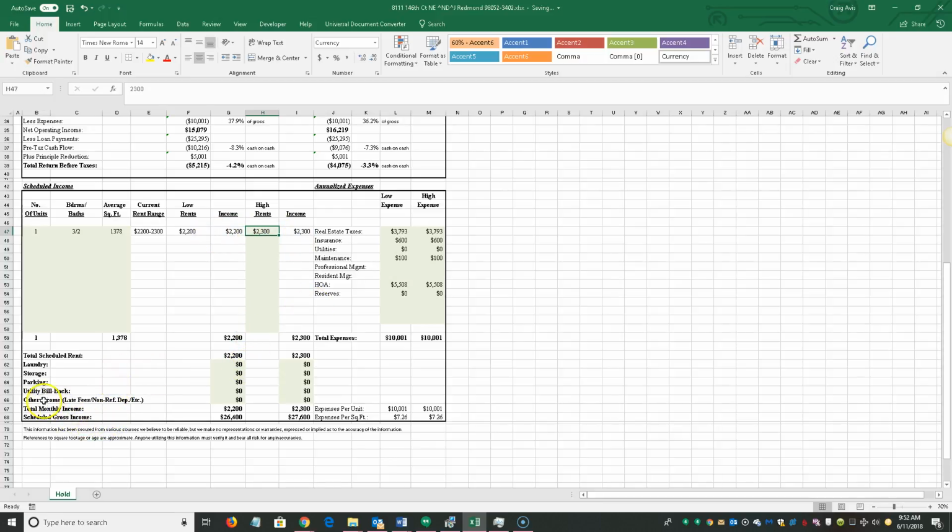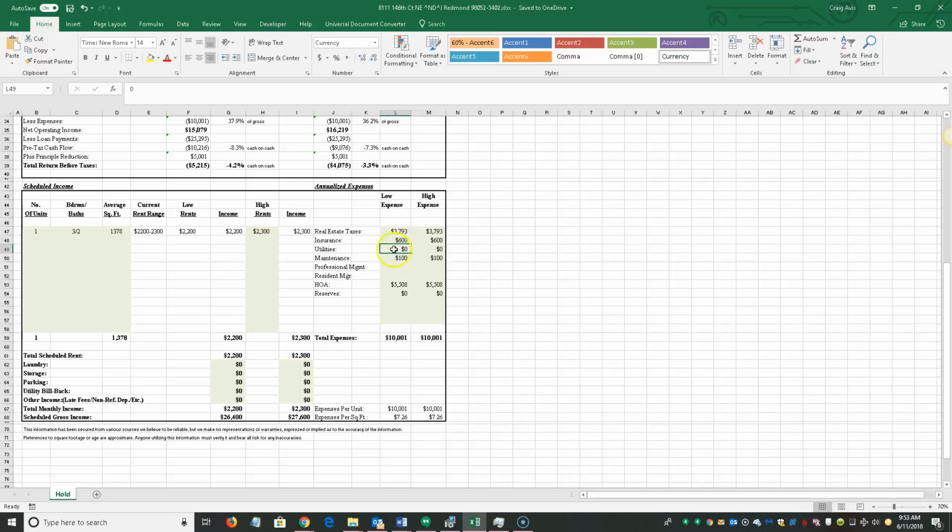And then if you have any other income from the property like laundry, storage, parking, utility bill back, etc., you can plug that all in here. I'm just going to leave it at $2,200 a month for the income. Go over here to the expense side. These are annualized expenses. So we've got $37.93 in taxes. Insurance, just estimate about $600 for a 1-unit property.